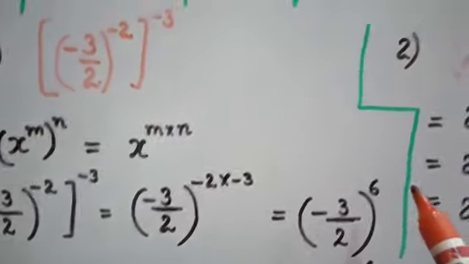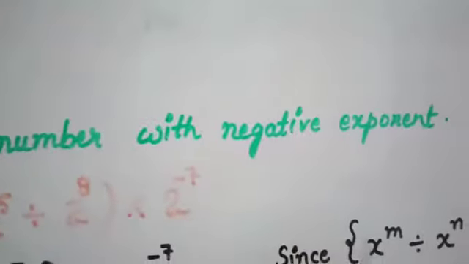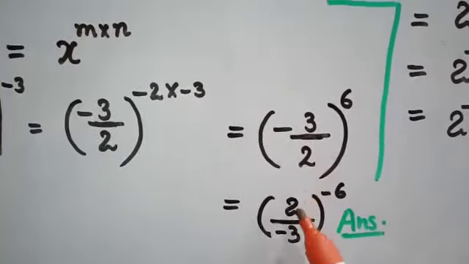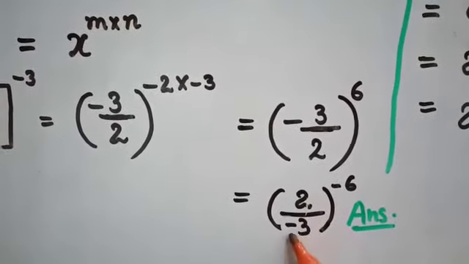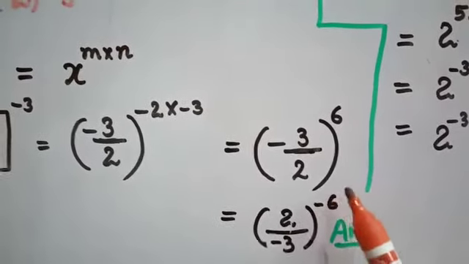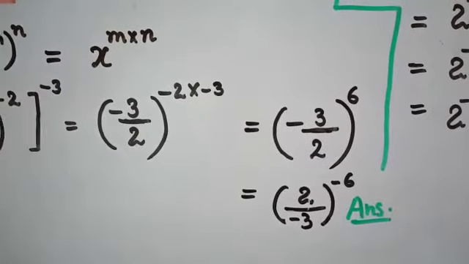But we have to find our answer as a power of a rational number with negative exponent. So we have to take the reciprocal of minus 3 upon 2. It will be 2 upon minus 3, and the power will be negative. Answer is 2 upon minus 3 whole to the power of minus 6.